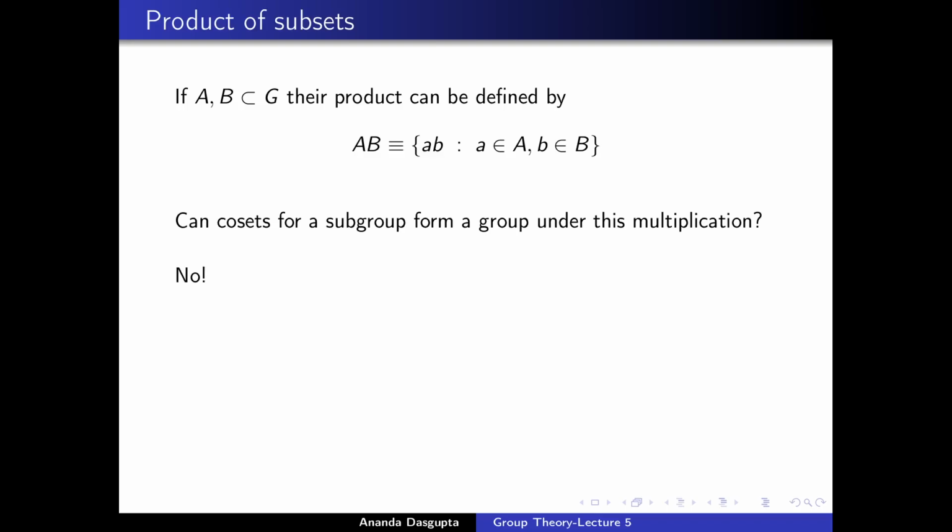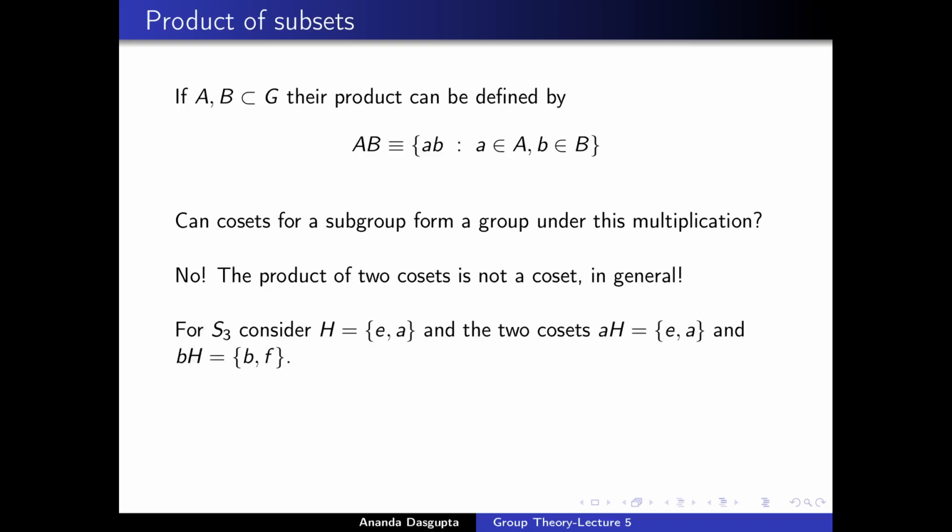As you can see very easily, the product of two cosets is not a coset in general. As a result, this multiplication is not a binary operation on the set of cosets, or in another language, the set of cosets is not closed under this multiplication. To see this, let us go back to the example of S3 and take as a subgroup the group consisting of the identity and a reflection, E, A.